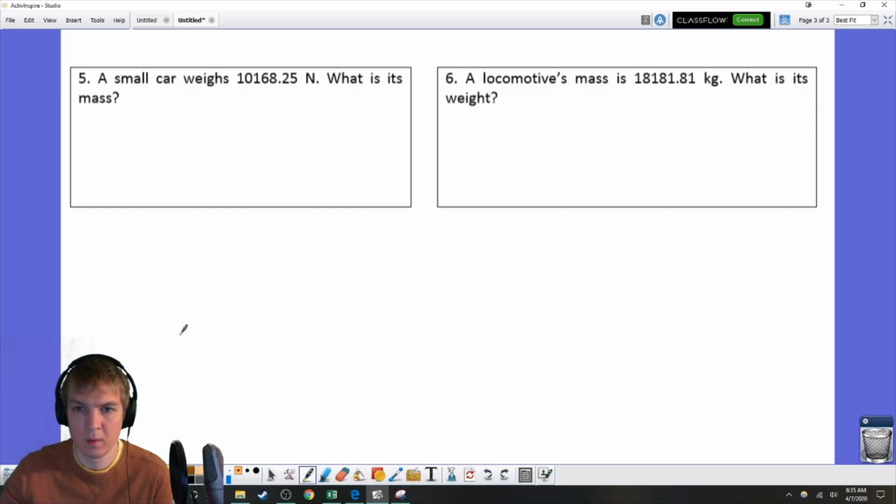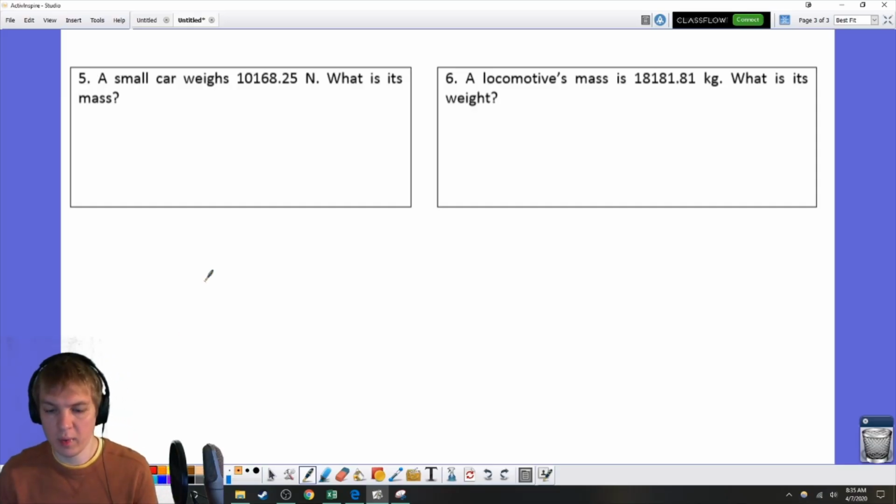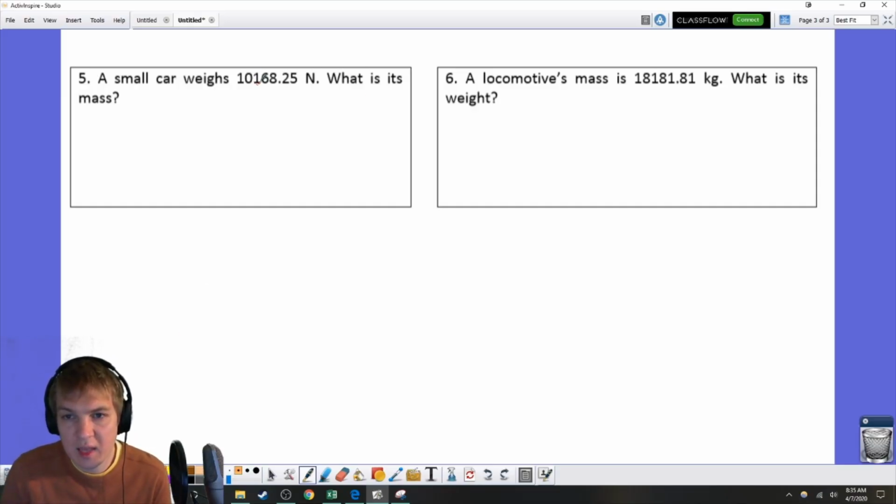Number 5 says a small car weighs 10,168.25 newtons. What is its mass? Okay, so we know that weight is equal to gravity times mass, or mass times gravity, doesn't matter. And we're looking for mass. So mass is going to equal weight divided by gravity. So in that case, mass is going to equal the weight of 10,168.25 newtons divided by 9.8. So we're looking for the mass.